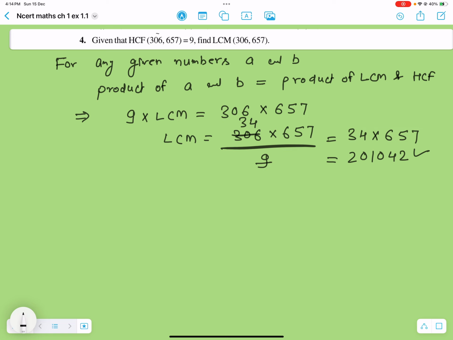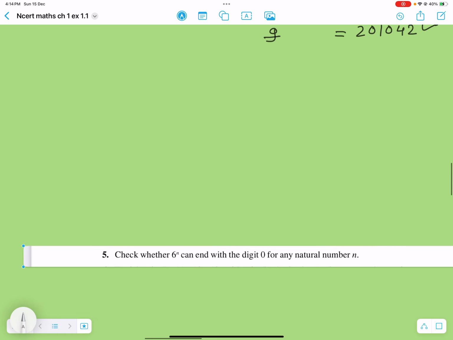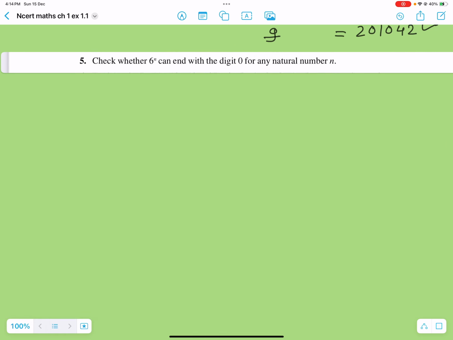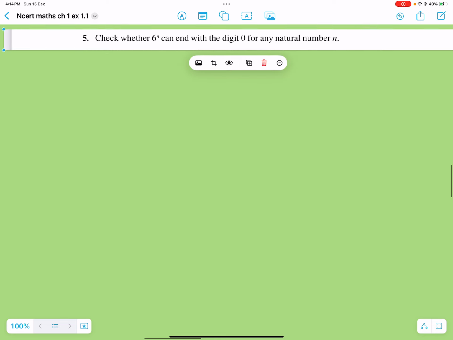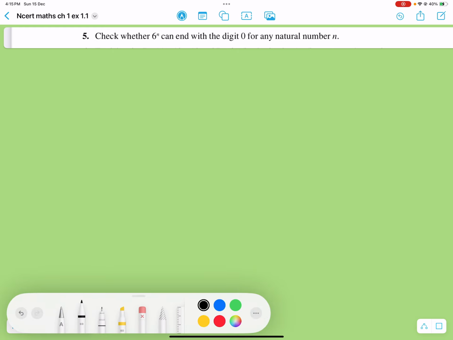Cool. So we have also attempted this question. Actually, the questions of this exercise are not that hard. I'm sure you can attempt them yourself, but we can also solve them together. Now, the next question. It says, check whether 6 raised to power n can end with the digit 0 for any natural number n.